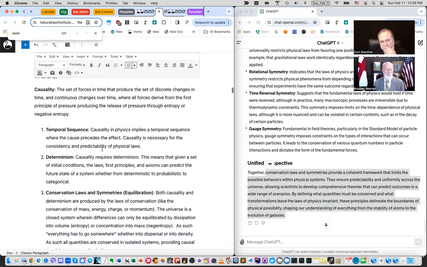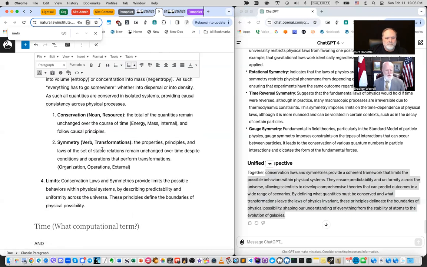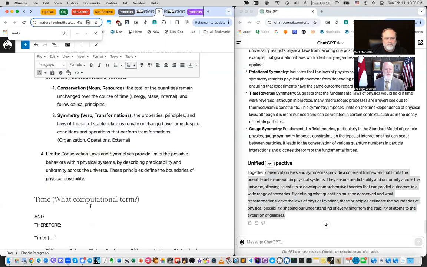There we go. Go back down to the last one. There's an articulation that I have a problem with related to conservation laws and symmetries provide limits to.